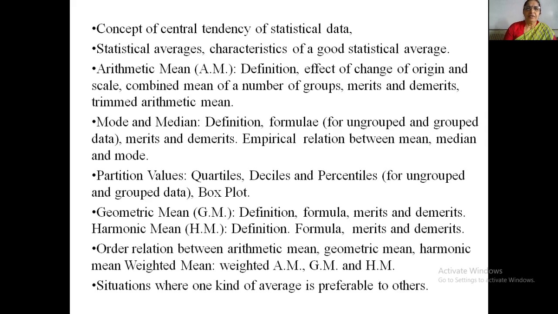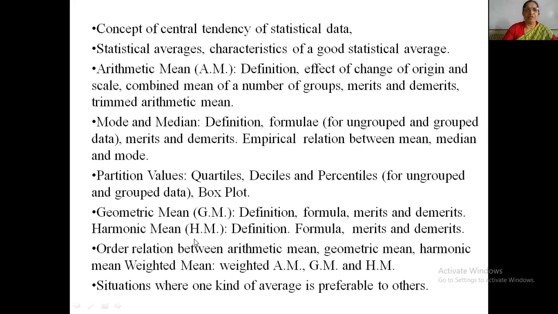Further, the characteristics of a good statistical average, on what background it is to be decided, we will discuss in this particular lecture. Further, I will give the definition of arithmetic mean, then properties of arithmetic mean, that is, arithmetic mean changes due to change of scale and origin, and how to find out the combined mean for a group of observations. We will also discuss the merits and demerits of arithmetic mean. Another type of mean in your syllabus is the trimmed mean.